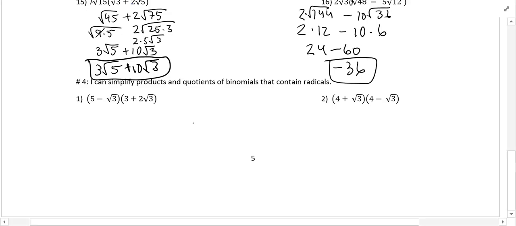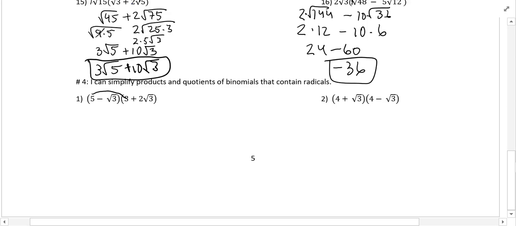All right, so we're on page 5, number 4 here, where it says, I can simplify products and quotients of binomials that contain radicals. Okay, so we've already done this when we've had expressions like x plus 3 times x plus 2. So our same rules apply. We're going to use the distributive property. Sometimes you guys call it FOIL. I like to do distributive property.